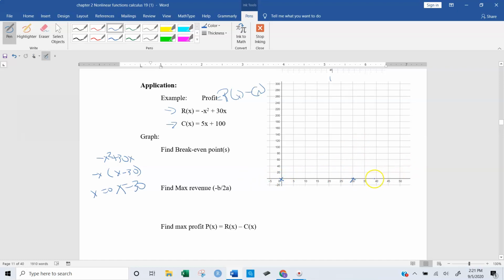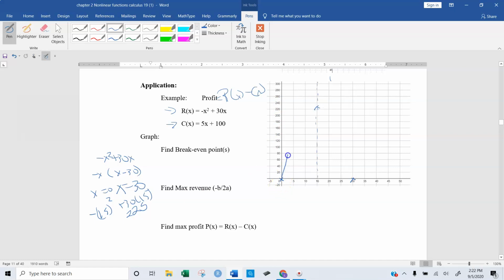We're going to know, if you remember, your vertex is always halfway. So 0 and 30, it's fairly easy to find this. My axis of symmetry is at 15. So let's plug that into my original problem. So I'm going to have minus 15 squared plus 30 times 15, which is 225. So we're going to graph this. We're going up to 225, and that's going to be roughly right there.